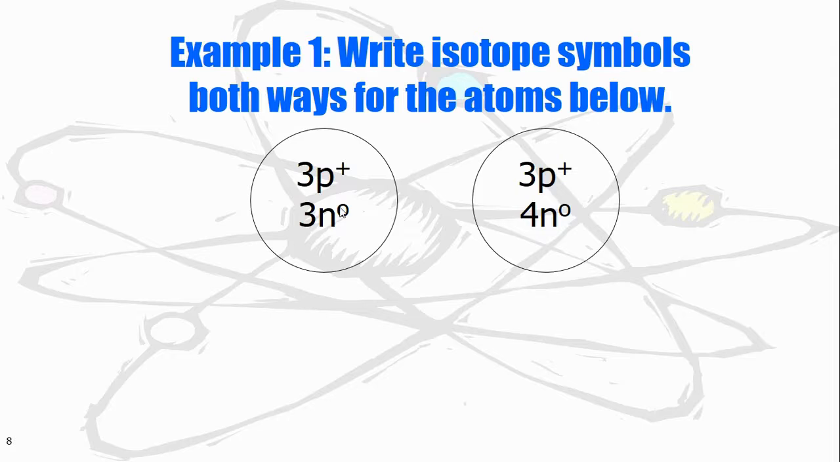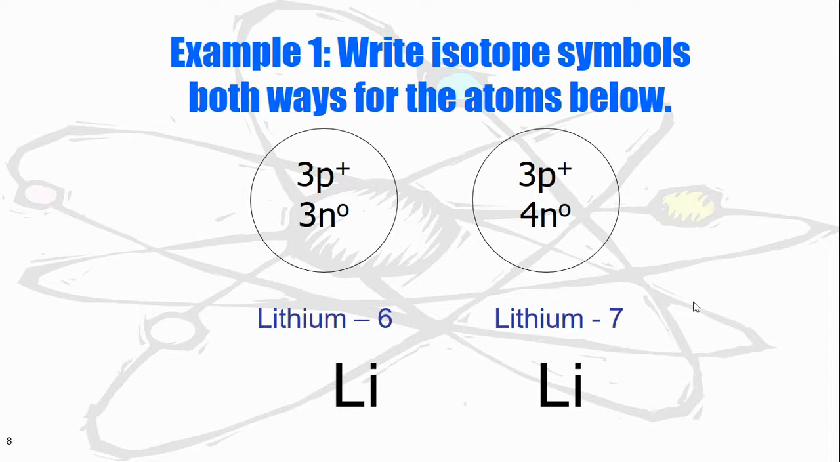We're going to start with hyphen notation. Then we're going to write dash, and we need to write down our mass number. Our mass number is protons plus neutrons. So we're going to write lithium 6 for this one. 3 plus 3 is 6. And for the other one it's lithium 7. Okay, that's hyphen notation. Now let's do nuclear notation.